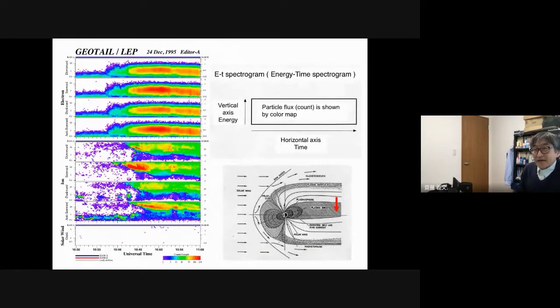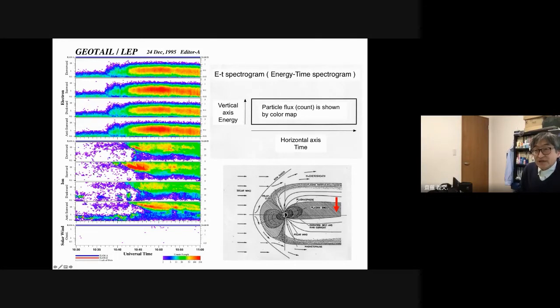And using this analyzer, we can obtain this kind of data. This figure shows the ET spectrograms, the energy-time spectrogram. The horizontal axis of this diagram is time, and the vertical axis is energy. Particle flux or count is shown by color code. The top four panels are for electrons, and the bottom four panels are for ions. This data was obtained when the spacecraft crossed from the lobe to the plasma sheet region.